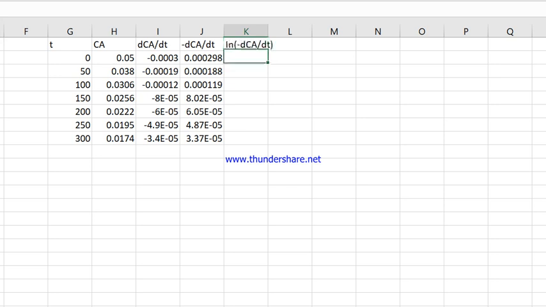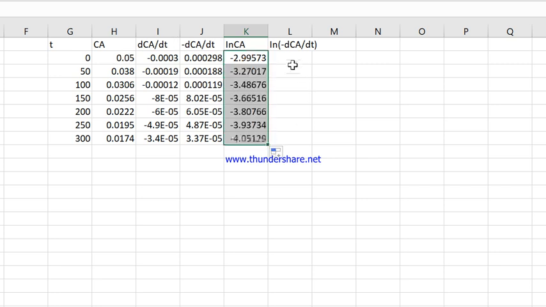So ln minus dCA/dt. We need to take ln CA first before we take that. So ln CA is equal to ln; if you put ln in Excel, it will give you that. So that's ln CA at 0 for all of that time. Then ln of minus dCA/dt, this minus dCA/dt, we take the ln as well.